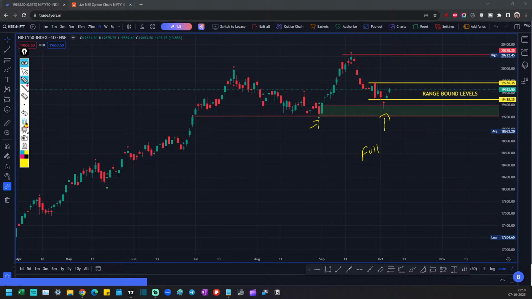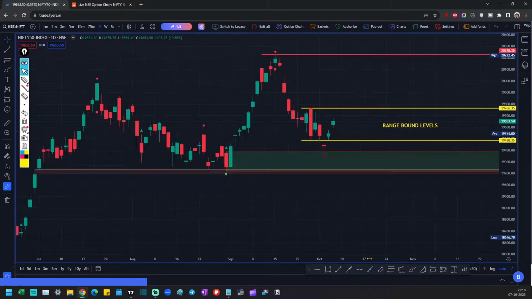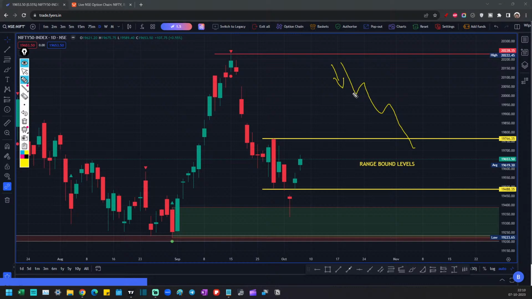Now let's head over to the Fibonacci levels and see how far the retracement has happened and how far the short covering is going to go. Of course, if you don't know what short covering is, short covering happens only in a downside trend. So this is a short position and this is the covering position, which is nothing but them covering their short.